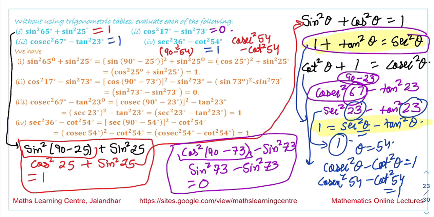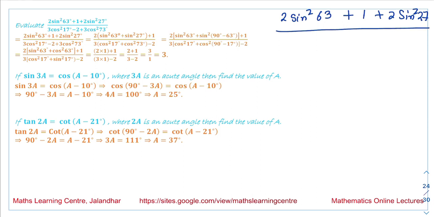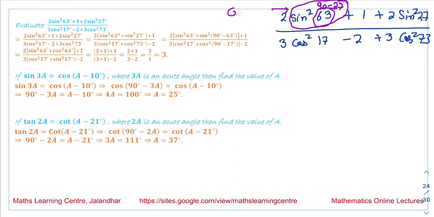Now next we have this expression given to us and we have to evaluate its value. It is 2 sine square 63 plus 1 plus 2 sine square 27 over 3 cos square 17 minus 2 plus 3 cos square 73. Now we can see that we can write this 63 as 90 minus 27. So this whole term will become cos square 27.